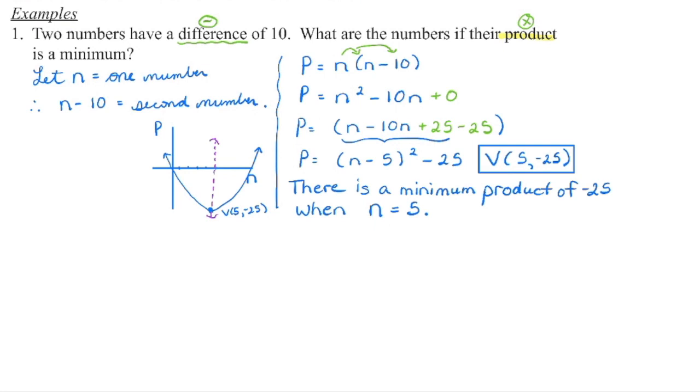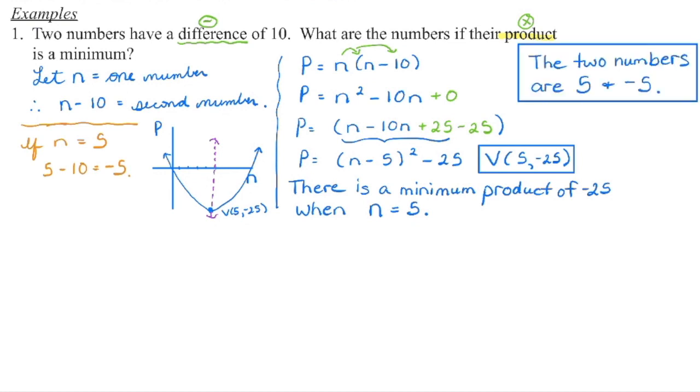Now, we need to figure out what those numbers are. So if we go back to our original setup here, we know that the n is going to be the value of our first number. So n is the x-coordinate, so that occurs at the minimum, which means n is going to be 5. And then I can substitute 5 into this expression. 5 minus 10 is going to give me my second number. So if n is equal to 5, 5 minus 10 is going to give me negative 5. So that tells me that the two numbers are going to be 5 and negative 5.